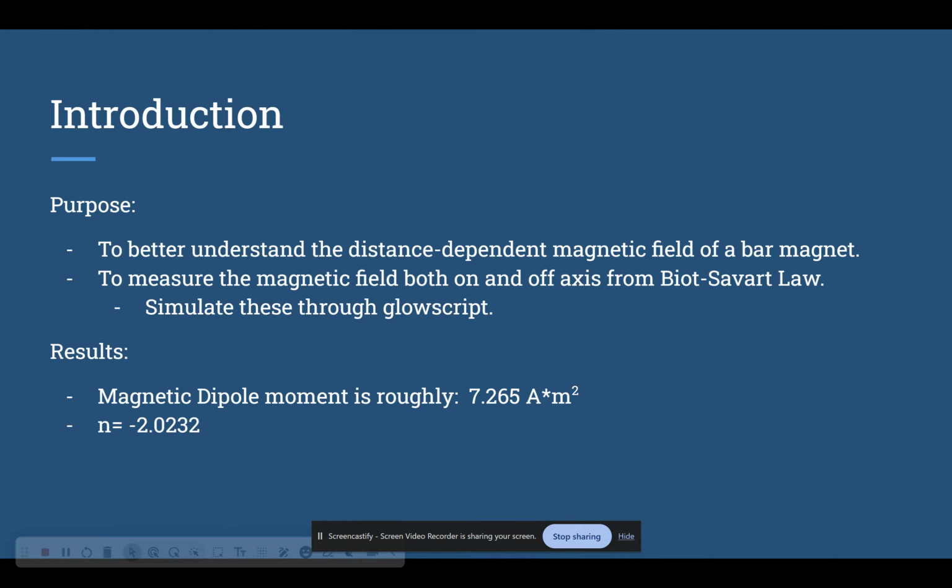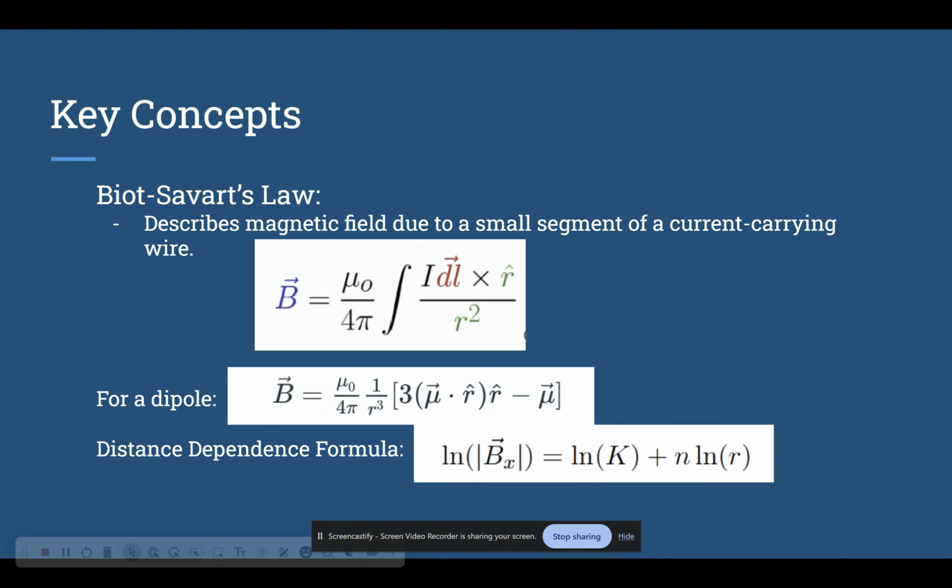The magnetic dipole moment we found was roughly 7.265, and the n value, or the slope of the line that we found, was negative 2.0232.